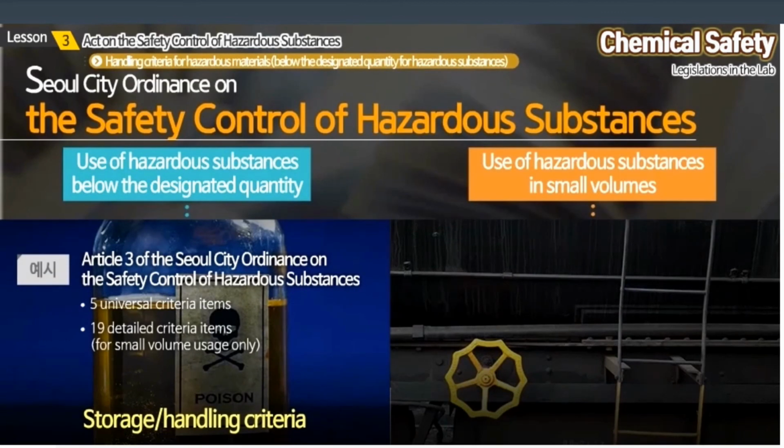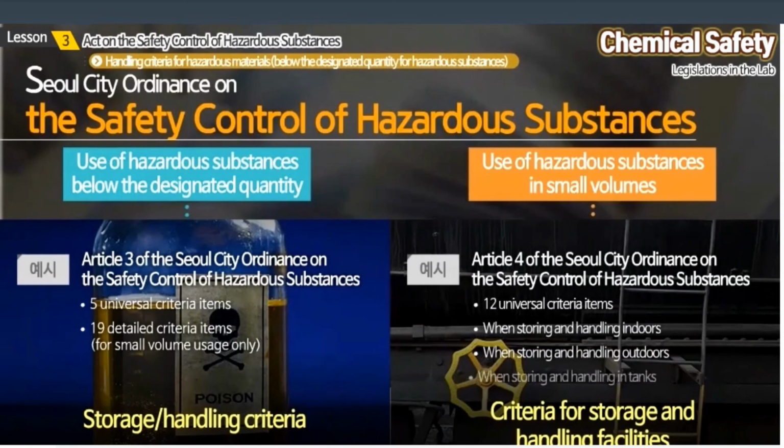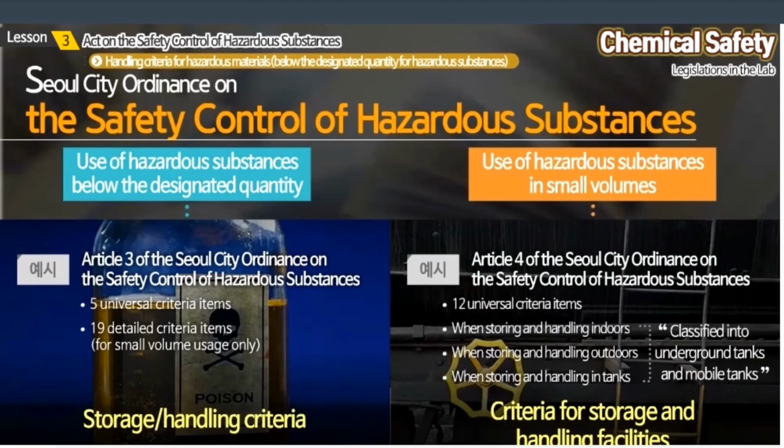Pursuant to Article 4 of the Seoul City Ordinance on the Safety Control of Hazardous Substances, the criteria for storage and handling facilities that handle hazardous substances in small quantities has 12 universal criteria items and divides cases into 3 categories. When storing and handling indoors, when storing and handling outdoors, and when storing and handling in tanks. Tanks are further divided into underground tanks and mobile tanks.